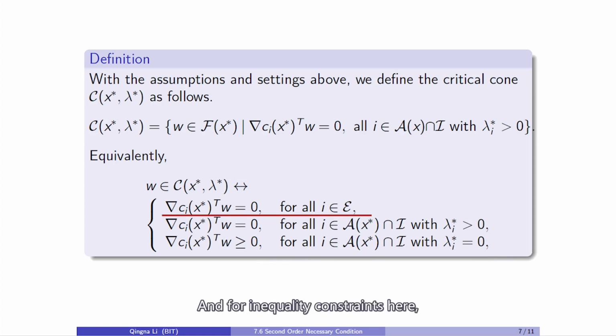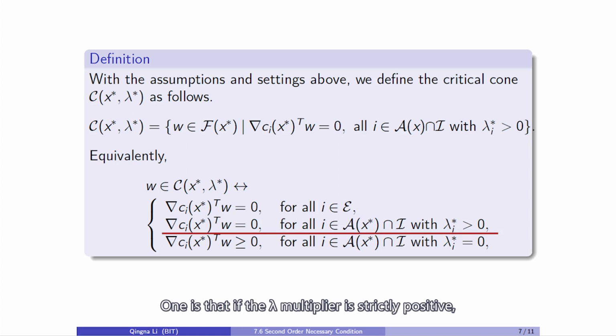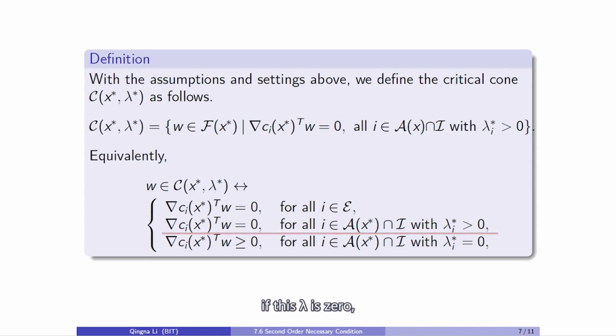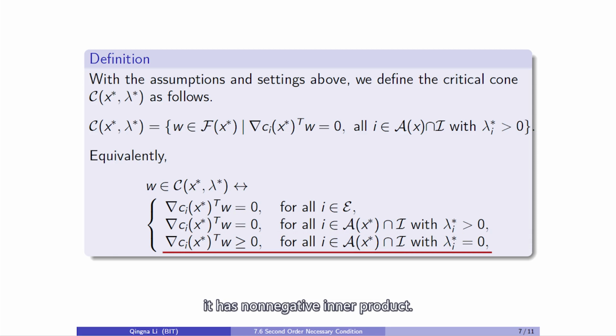And for inequality constraints here, which are active inequality constraints, we separate them into two cases. One is that if the lambda multiplier is strictly positive, then we require that this direction should be orthogonal to the gradient of constraints. Otherwise, if this lambda is 0, then we only require that it have non-negative inner product. So these will be the directions in the critical cone.